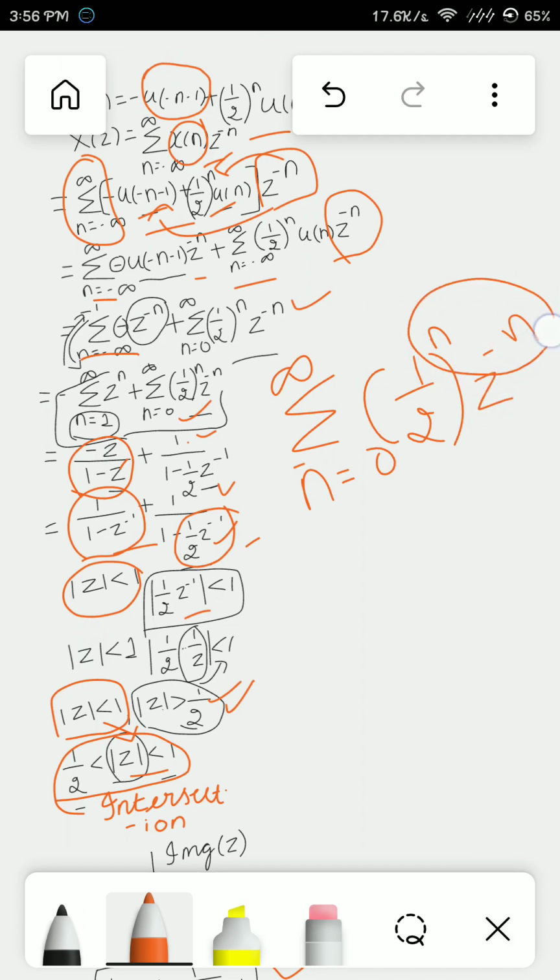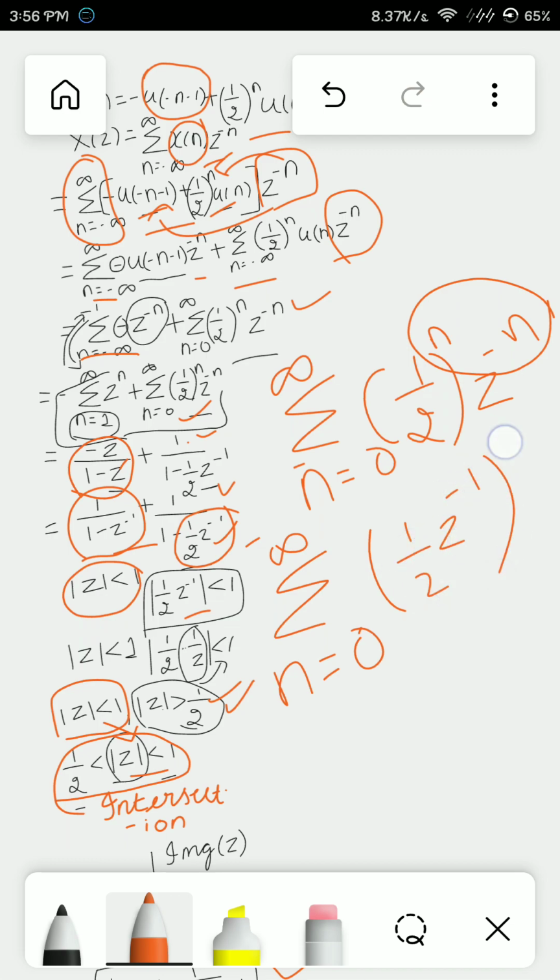So now what I have to do is remove n as a power. We have done it in the last session also. If I remove n outside as a power, then I get it as 1/2 into z to the power of minus 1, whole to the power of n. So you need to write that step.